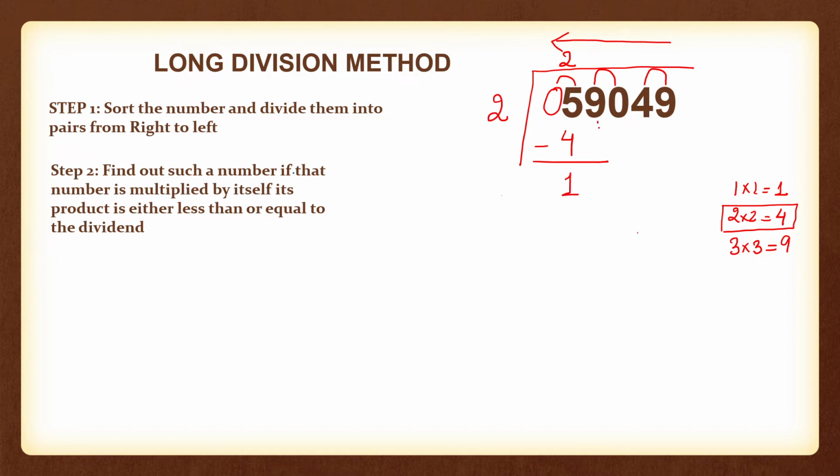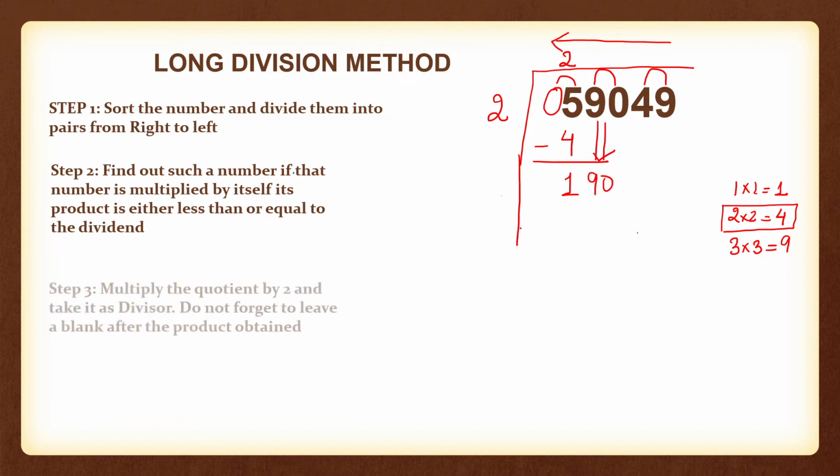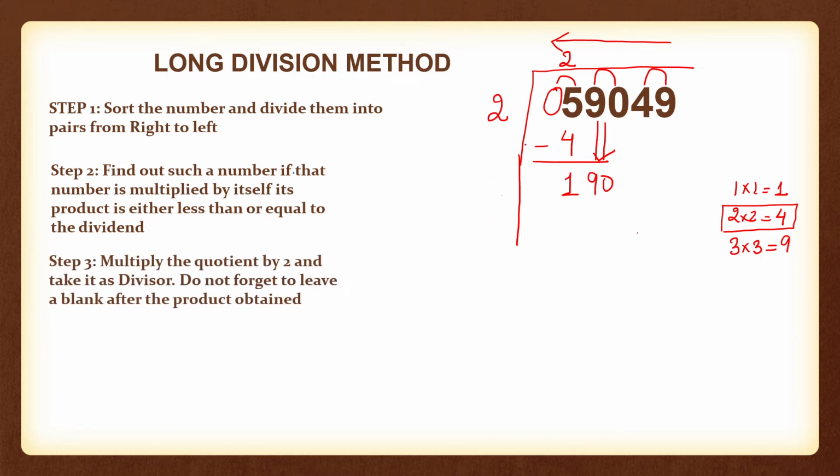Now how do we bring down the number? We will pick the pair. As we are dealing with pairs, we will pick a pair. Then multiply the quotient and take it as a divisor. So multiply this quotient by 2. It will give you 4. So this product is your divisor now. Do not forget to leave a blank after this product. So I have left this blank after the product obtained.